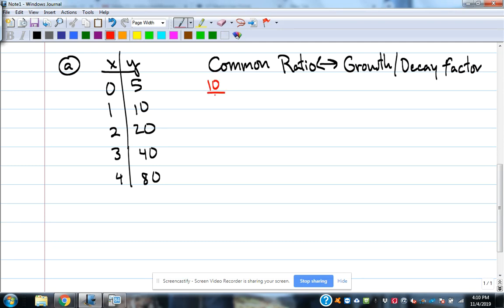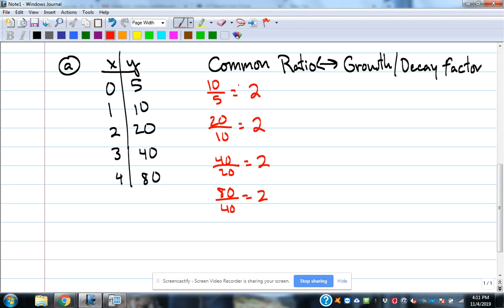So we're going to take 10 over 5, and that ratio is 2. And then we take the next two y values, 20 over 10, and it has a ratio of 2. If I take 40 over 20, it has a ratio of 2. 80 over 40 has a ratio of 2. That one's a perfect example of exponential growth because it has exactly the same ratio. As x increases by the same amount, the y doubles every single time.